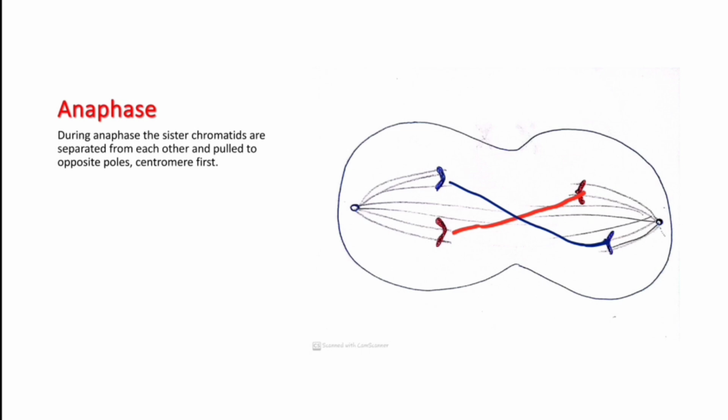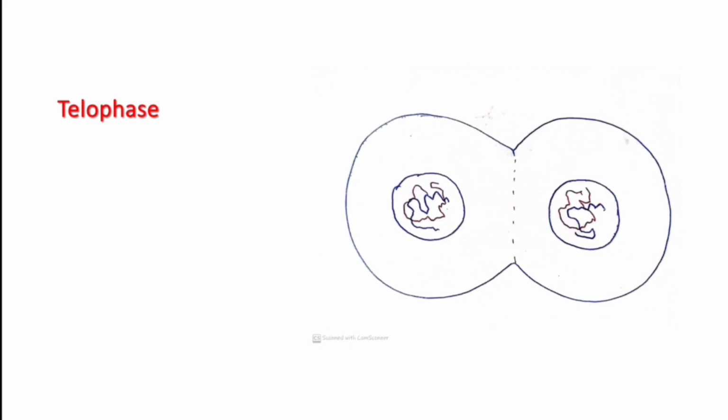How? By the contraction of the spindle fibers. So the spindle fibers are going to pull one sister chromatid to one end of the cell, and the other sister chromatid to the other end of the cell. Okay. So during anaphase, there's only one thing that happens, which is sister chromatids are separated from each other and pulled to opposite poles of the cell. I hope we are clear, my excellent students.